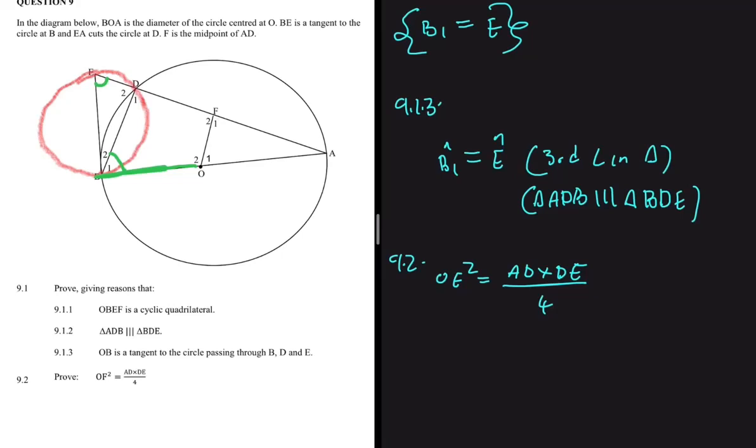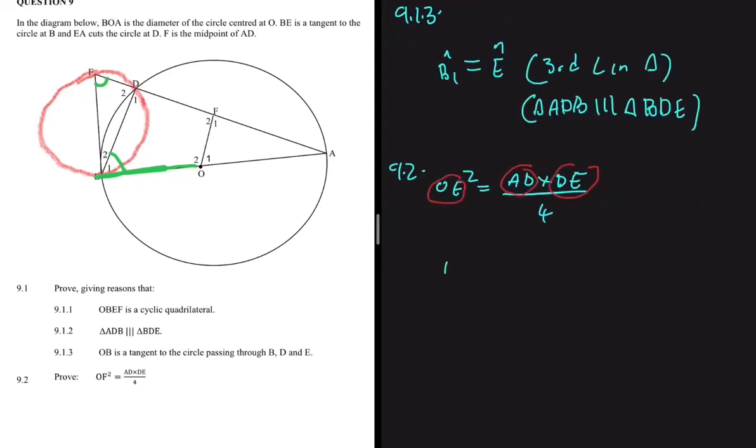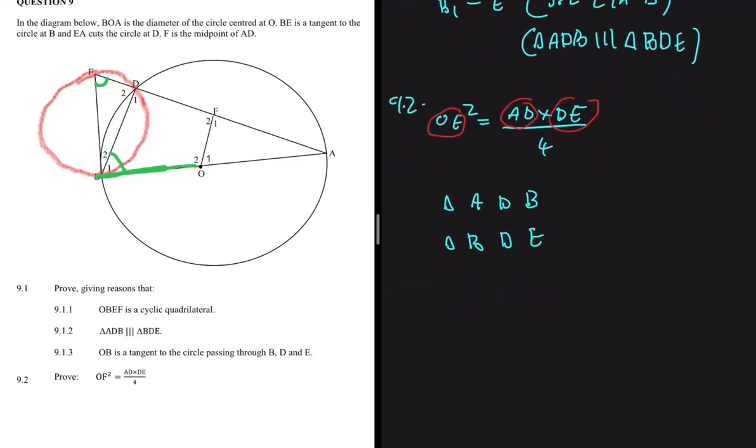So clearly here, we have similar triangles, so we're going to use them, right? If we had parallel lines, we're going to use the parallel lines. We know fully well our theorems. So let's look at the sides we're interested in here. We're interested in AD, DE and OF, right? We have triangle ADB, and here we have triangle BDE, right? And then which sides are we looking for? We're looking for AD and DE.